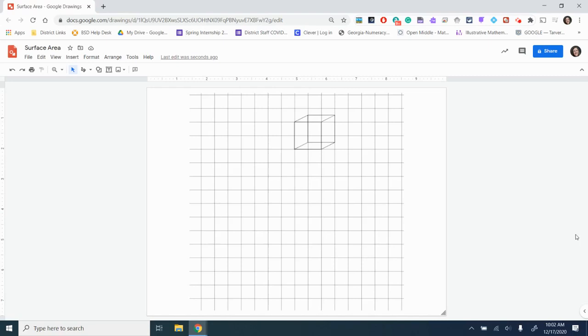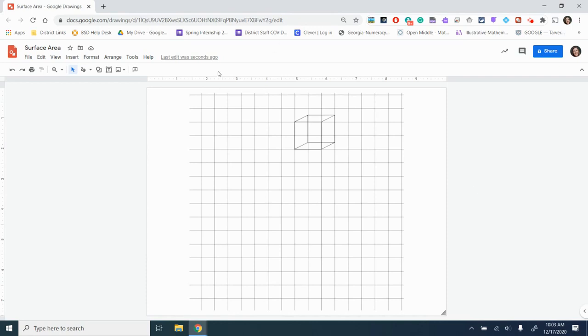Today we're going to talk about surface area. And surface area is exactly what it sounds like. It's the total area of all of the surfaces of a 3D figure. So we're going to take a look at this cube here today, and we're going to unfold the net, which represents a two-dimensional pattern that we get when we fold down all of the faces of a 3D figure.